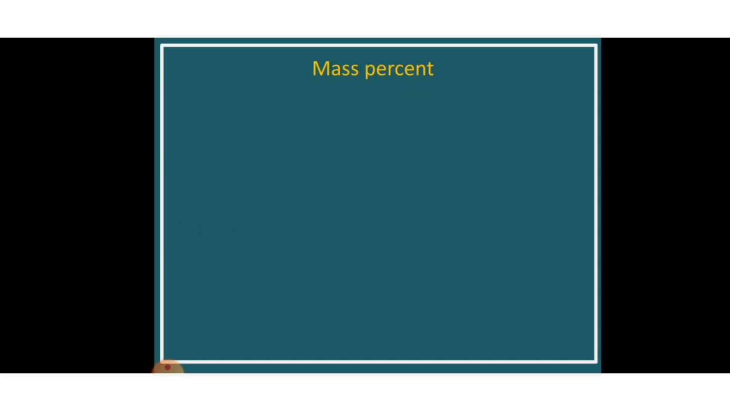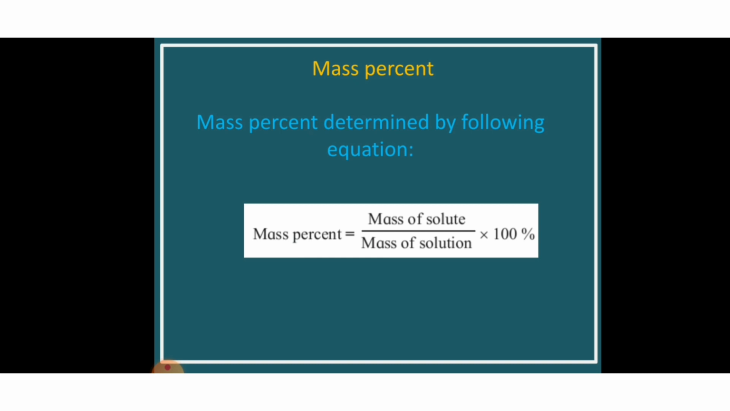So, what is mass percent? Mass percent is determined by the following equation. Mass percent is equal to mass of solute divided by mass of solution, times 100%.